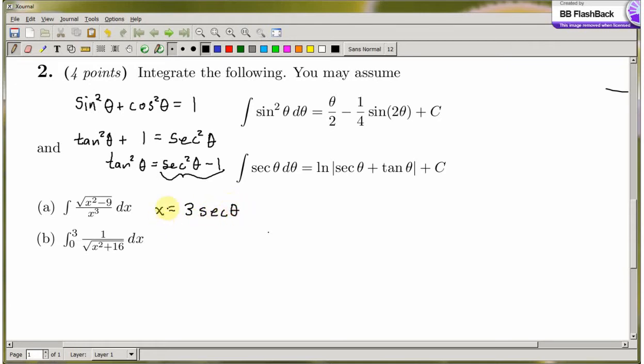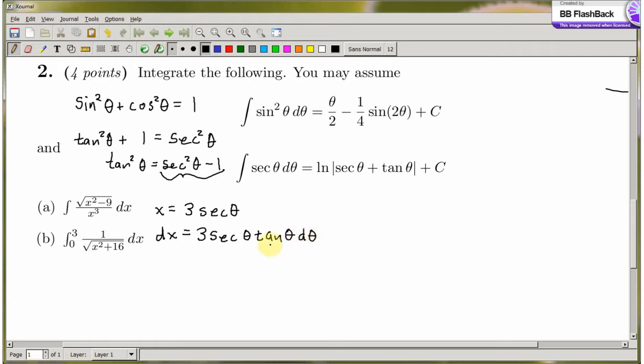Okay, and you'll see what happens with the 3, right? When we square, it'll become 9, and I can take it out of the radical. So I also have to figure out what dx cashes out to in terms of the new variable theta. So I just take the derivative of this. That gives me 3 secant theta tan theta d theta.